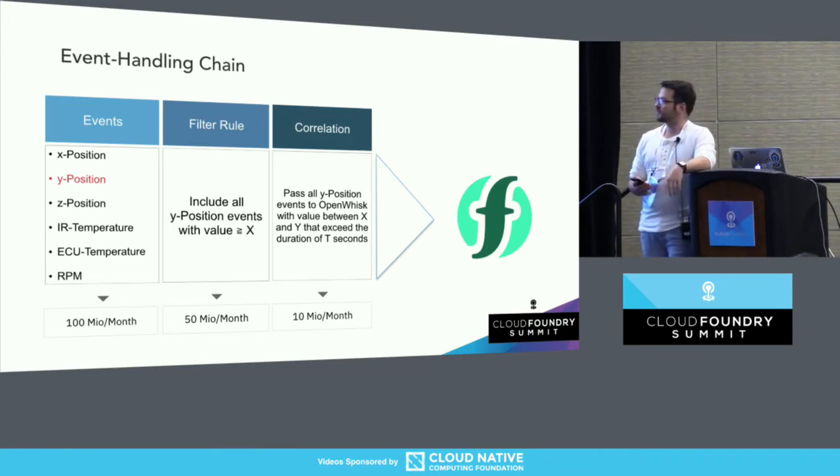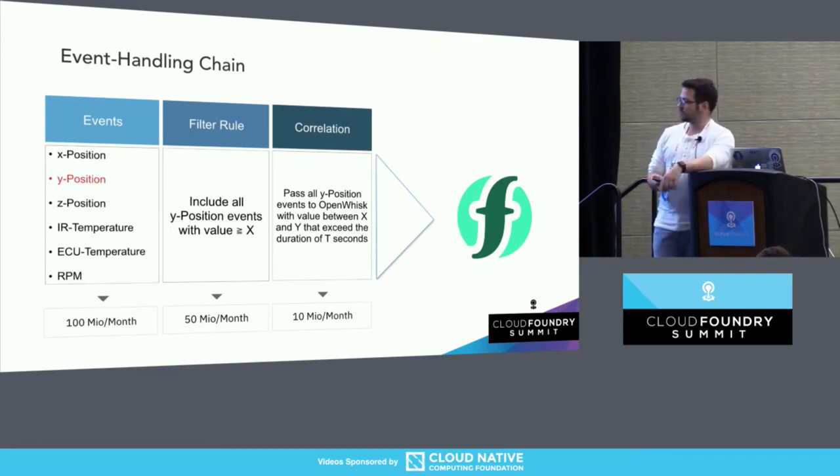If we have events with the Y position of equal or greater than X for, let's say, 5 seconds, then we will trigger the serverless platform, which will compensate the gradient of the car. Okay, so let's take a look at an example. Let's say you have 100 million events monthly, and you apply the filter, you may halve them, so you just have 50 million events monthly, and if you apply the correlation rule, you only have 10 million events monthly. So that would be a 90% saving, you strip them down by 90%, which could be quite a lot in specific scenarios.